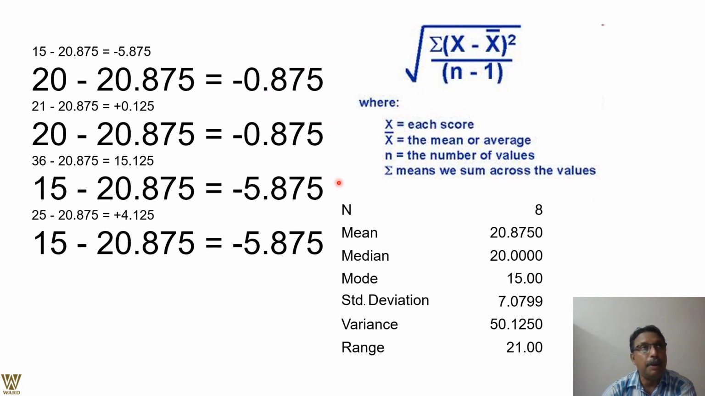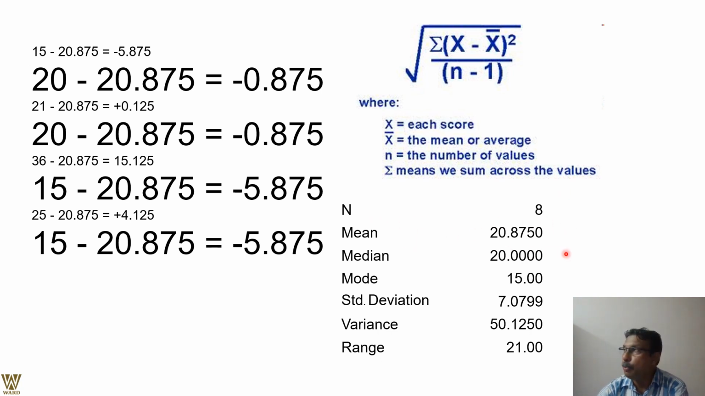What we are trying to come up with is the standard deviation, which is the summation of the squared differences between each score and the mean, divided by the number of data points, 8, minus 1. So x is the score, and x-bar is the mean, the average. Remember, x represents the scores and x-bar is the mean, which is 20.87. Summation means the sum across the values, and there are a total of n equal to 8 data points.